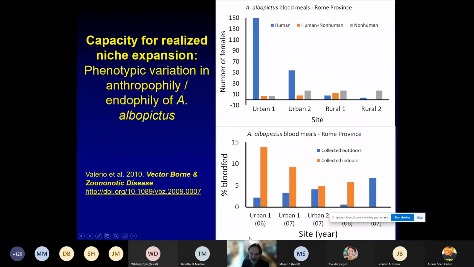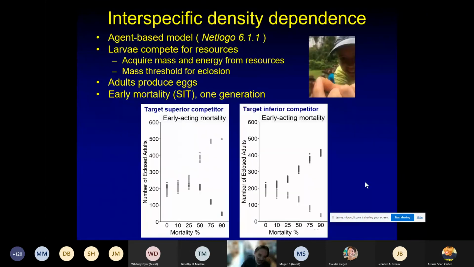Even more interesting is this. Aedes albopictus blood meals in Rome for individuals collected outdoors in blue and indoors in orange. And what you see is that in urban environments, Aedes albopictus seem to be quite happy to blood feed indoors in that urban setting. Even in some suburban areas or rural areas, they take a substantial number of blood meals apparently indoors. What this suggests to me is that albopictus anyway, given the opportunity of an empty niche, let's say a niche that was emptied out by effective control of Aedes aegypti, will very happily be an urban mosquito acting like Aedes aegypti. So they can, it appears, occupy each other's niche.